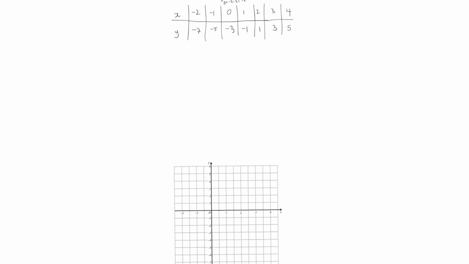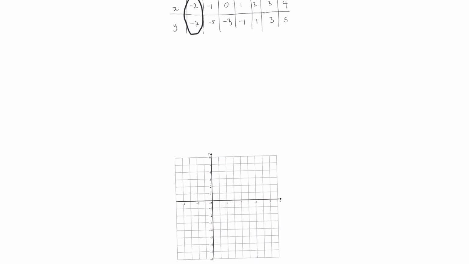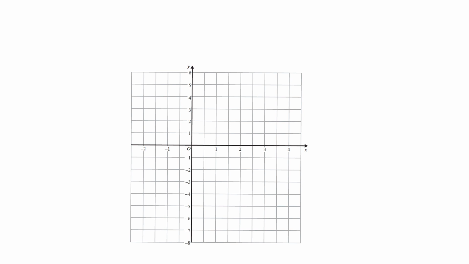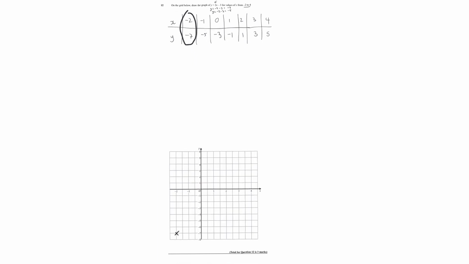Okay, so now that we've worked out this table of values, if I go down to the graph, I'm going to try and make sure you can see the graph as well. For the first point, when x is minus 2, y is minus 7. So if I zoom into the graph, x is minus 2, y is minus 7, that point is there. And then you would literally use your table of values. So I'm just going to redraw it closer to the graph so you can see the points.